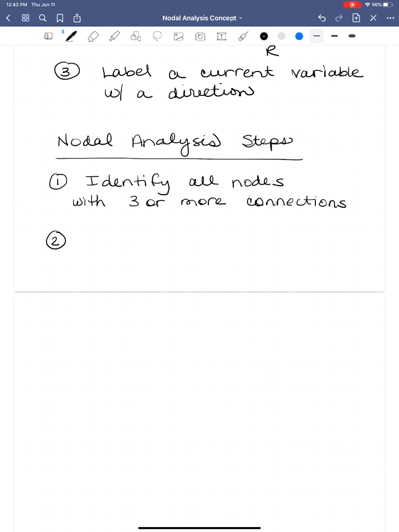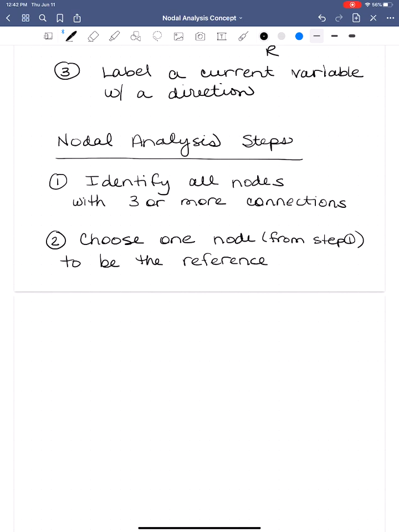For those nodes, we are going to choose one. So choose one node from step 1 to be the reference node. All of our other voltages in the circuit are going to be relative to that reference node. And we're going to ground that reference node.